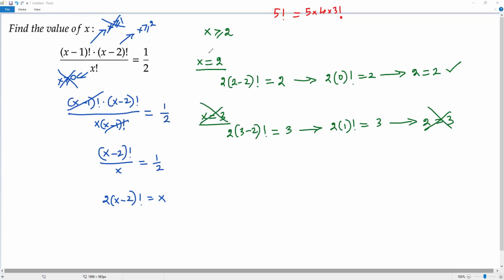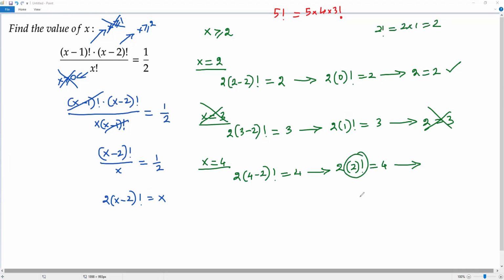Okay, now let's consider the next whole number in this inequality, that is x equals 4. Let me plug in 4 for x in this equation. Then I'm getting 2 times (4 minus 2) factorial equals 4. 4 minus 2 is just 2. That is, we get 2 times 2 factorial equals 4. The value of 2 factorial is just 2. That is, 2 factorial can be written as 2 times 1, which is equal to 2. Okay, so the value of 2 factorial is 2. 2 times 2 is 4. Then we get 4 equals 4. It's true. So x equals 4 can be a solution to this equation. Already we got that x equals 2 is one of the solutions for the given equation. I got one more solution for the given equation, that is x equals 4.